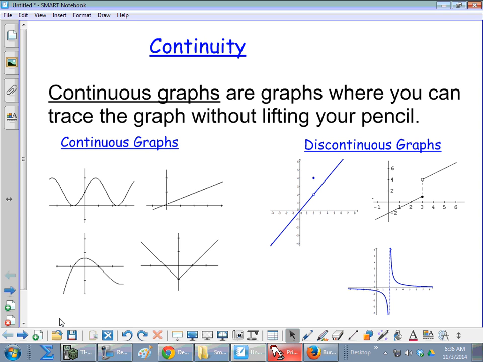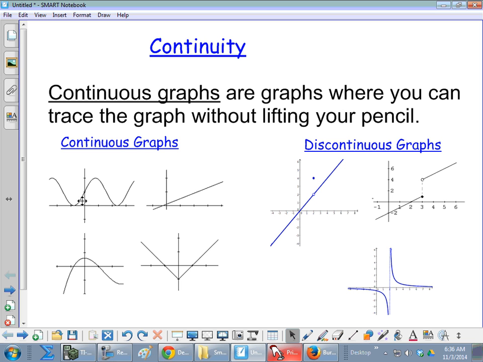Today we're going to talk about continuity and look at continuous graphs. So I have a few examples of continuous graphs here and a few of discontinuous graphs. Continuous graphs are graphs where you can trace the graph without lifting your pencil, as you can see here. So these are all examples where you can trace these graphs without lifting your pencil.